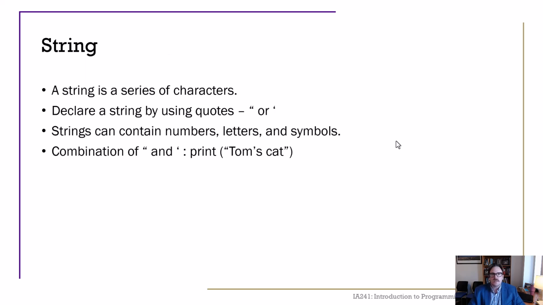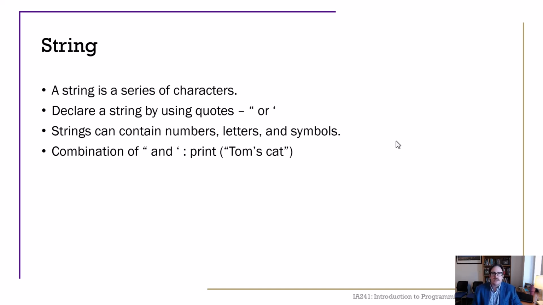Okay, what is a string? A string is simply a series of characters, right? We declare this by using either a single or double quotation mark. A string can include numbers, letters, symbols, combinations of those. We can include apostrophes too. So if we have quotation marks around the string indicating Tom's cat, we can include an apostrophe in there and it recognizes that. So that's not a problem.